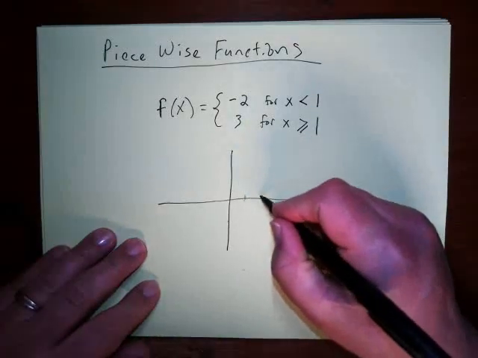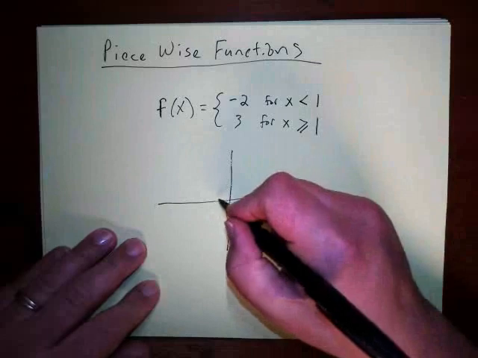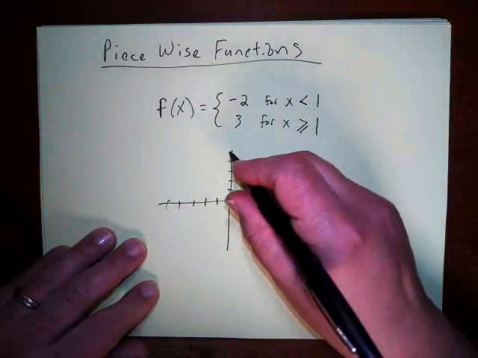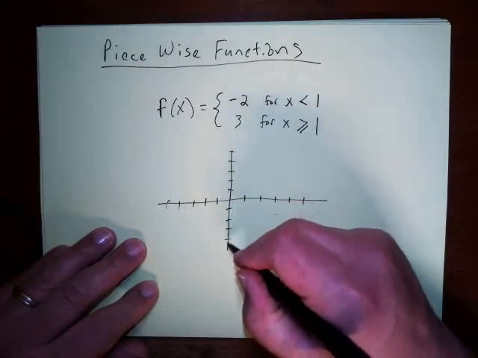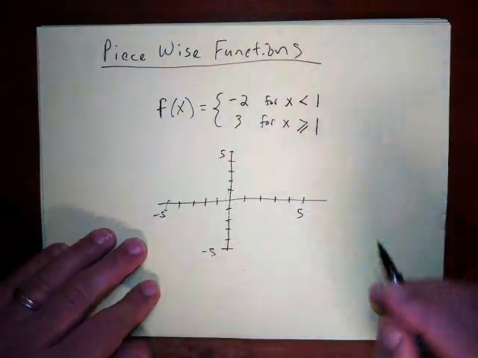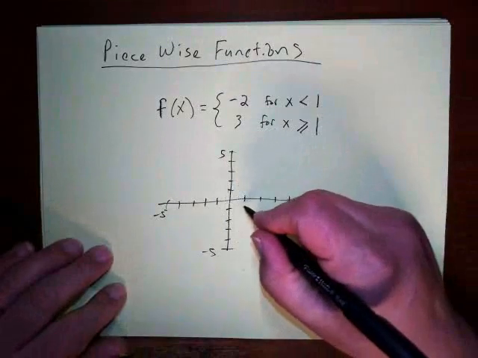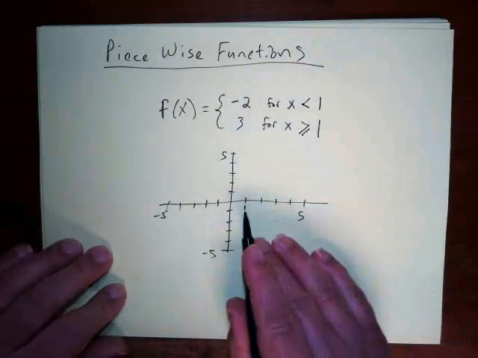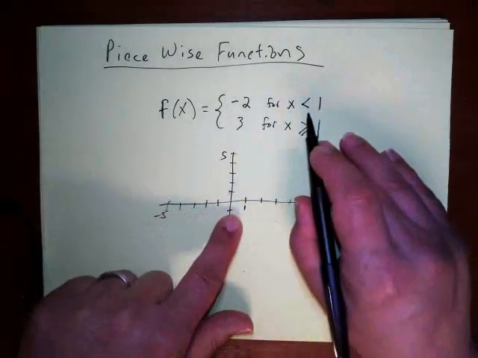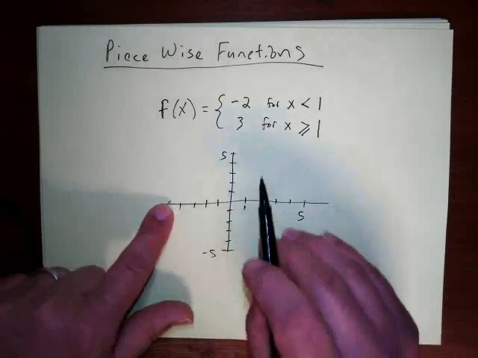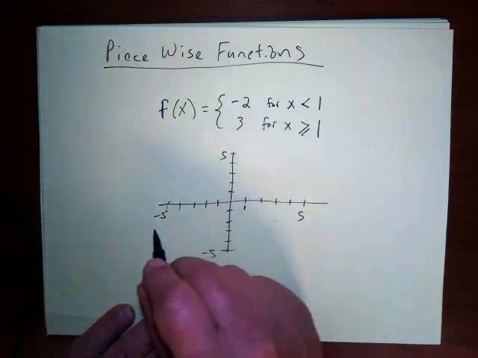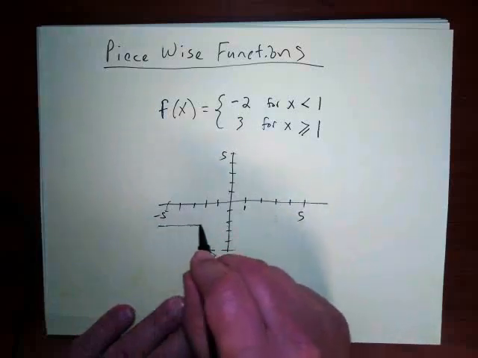So I'll just do 1, 2, 3, 4, 5, and 1, 2, 3, 4, 5. So basically, here's 1 here, right? This is where the behavior of my function changes. So for all the values in the domain that are strictly less than 1, the value of the function is going to be -2. So -2 is right here, and it's going to go all the way over to 1.